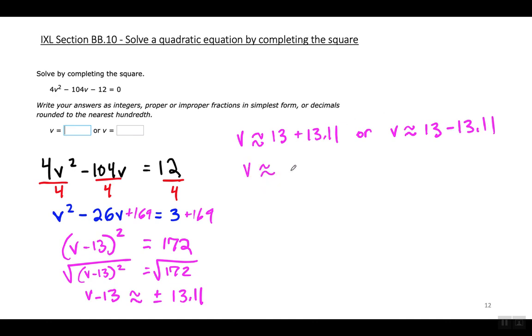So for our first answer, v is going to be approximately 26.11, and for our second answer, v is going to be approximately negative 0.11.